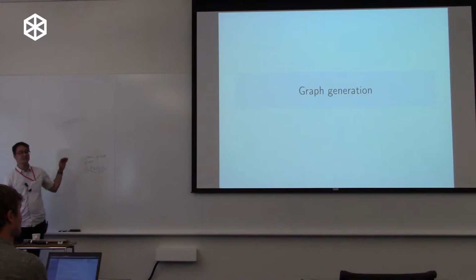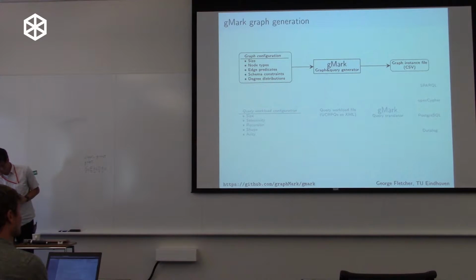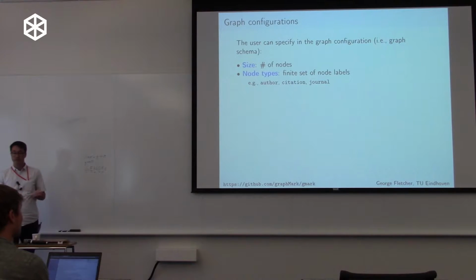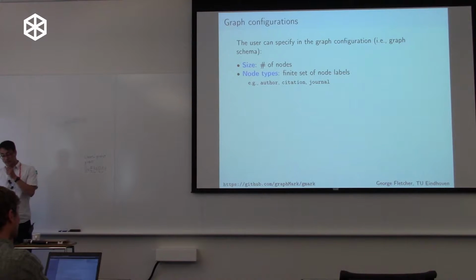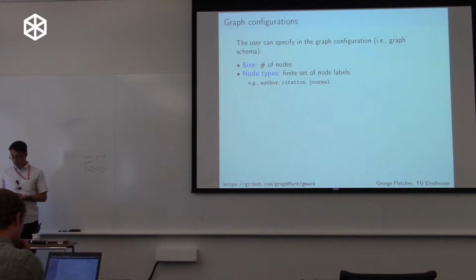Okay, so let's talk about the first top part, the graph generation part of gMark. So going from a graph schema to instances of the schema. The user in gMark can specify in the graph schema the number of nodes to be generated in this instance. Node types, so this is a finite set of node labels, essentially the classes of nodes in our graph. So we can think of, say, author nodes, citation nodes, and journal nodes, if we're talking about a bibliographical scenario.